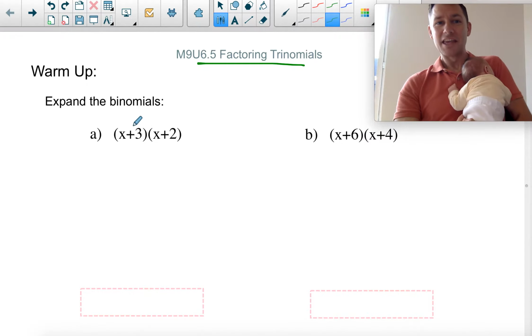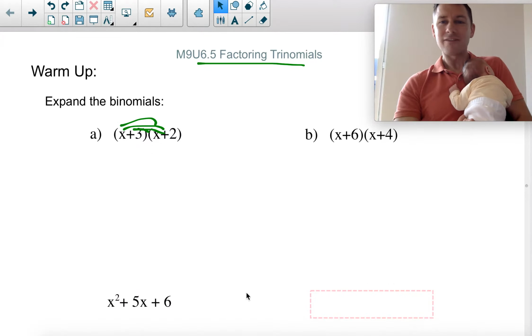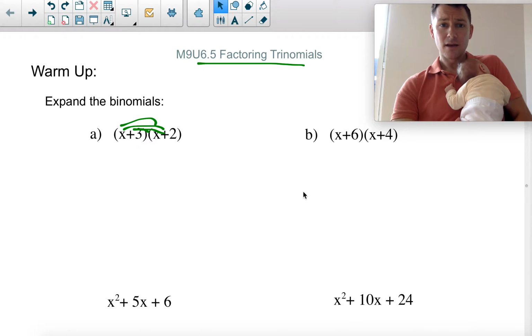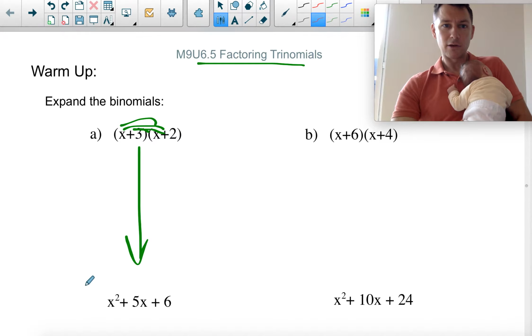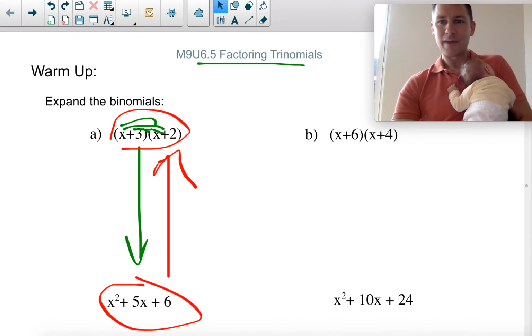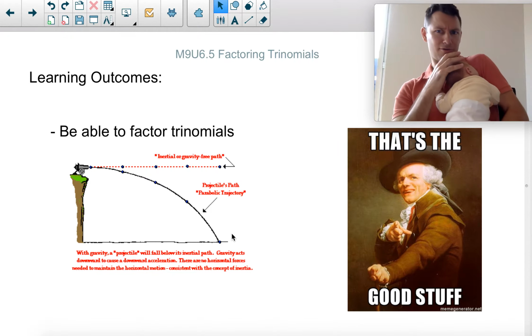Okay, so if you did this first, outer, inner, last, right? We figured out that this turns into x squared plus 5x plus 6, and this turns into x squared plus 10x plus 24. And what we're going to learn to do today is not go this way, but go this way. We're going to take this trinomial and turn it into binomials. Cool? So that's our learning outcome, be able to factor trinomials. Eventually, we're going to use the factored form to figure out where you launch and where you land in a projectile, among other things.